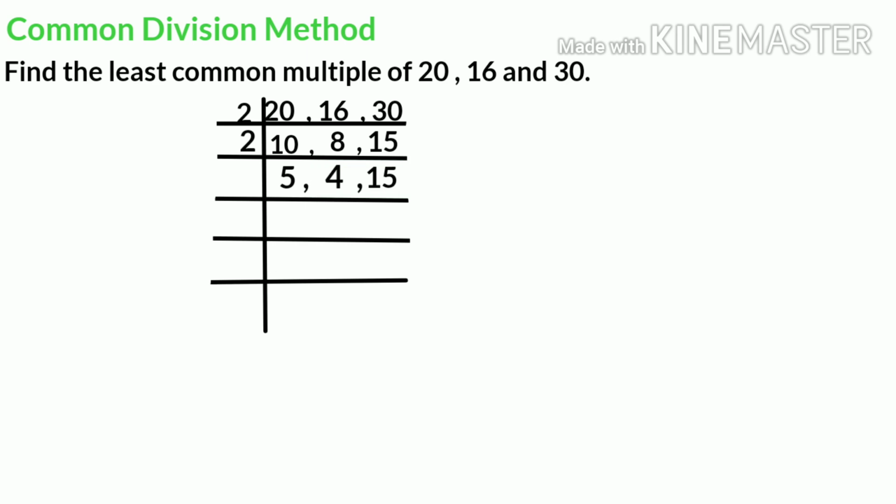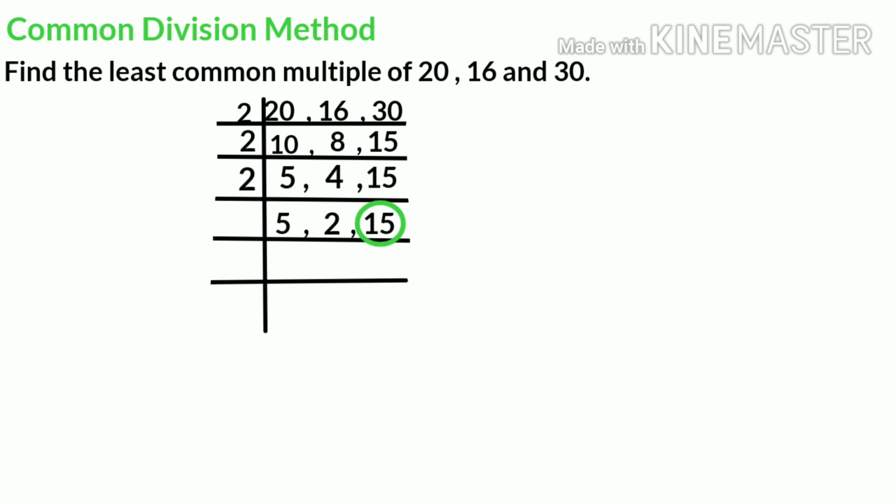Now, since 4 and 15 are not prime numbers, we need to continue the division. So now we need to find the smallest possible prime number which can divide at least one of the numbers exactly. 4 is divisible by the smallest prime number 2, so we will divide by 2. Since 5 and 15 are not divisible by 2, 5 will come down as it is and 15 will also come down as it is. And when we divide 4 by 2, we get 2 as the quotient. Here, 5 and 2 are prime numbers, but 15 is not a prime number, so we will continue the division.